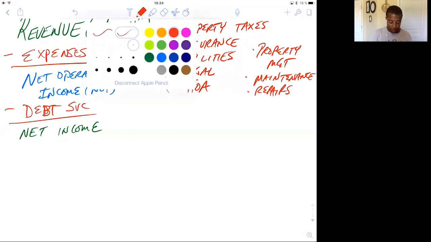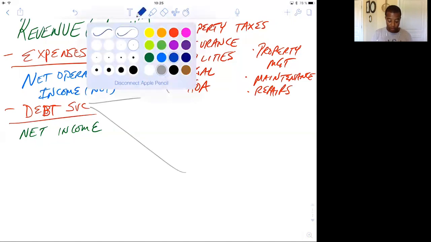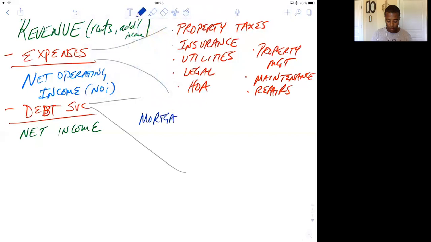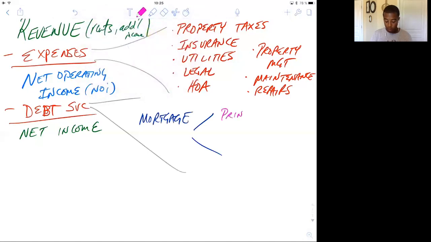Let me just also clarify, when I talked about debt service, what does that debt service mean? Basically, debt service is a fancy name for taking out a mortgage against the property. And that mortgage is actually made up of two components. On a mortgage, you have a part that is principal, or capital, for those of you who are Spanish speakers, and then the other portion is interest.